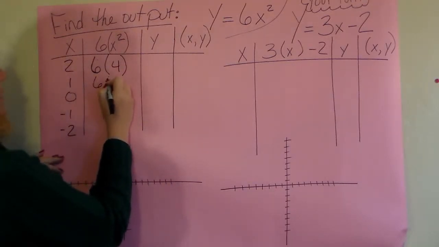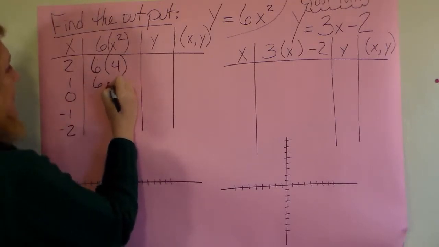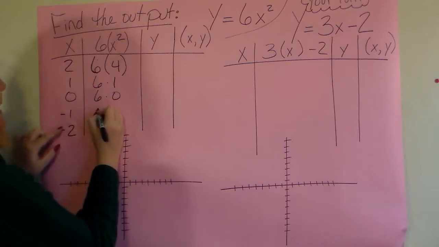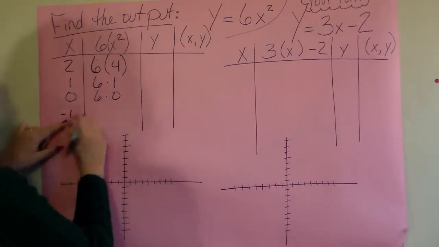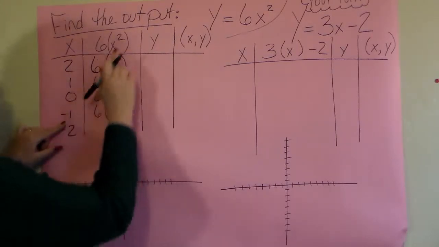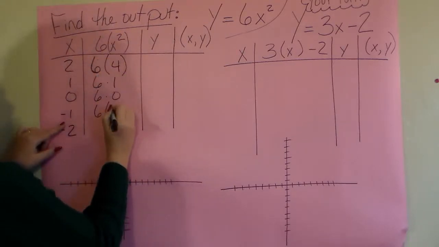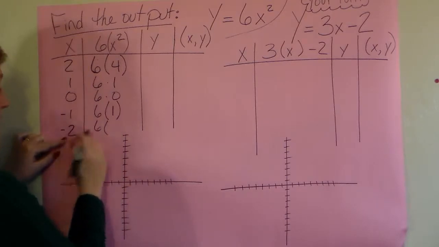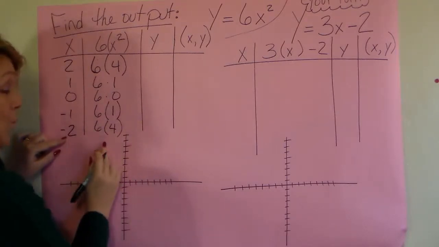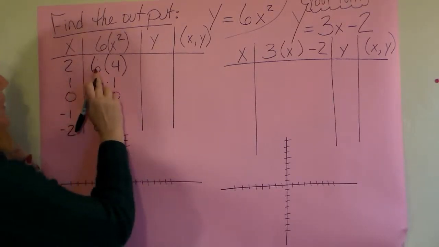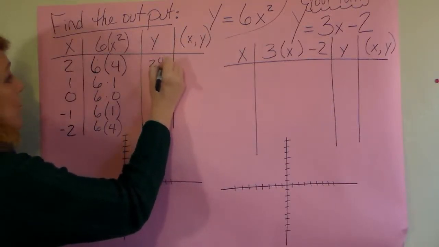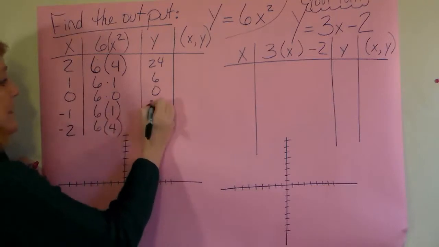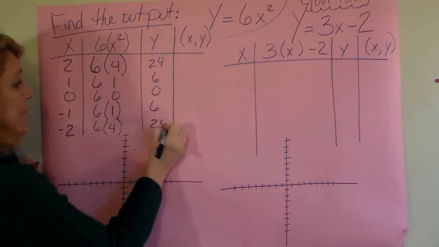6 times 1 squared is 1. Okay, 6 times 0 is 0. 6 times negative 1 squared: 6 times negative 1 times negative 1 is positive 1. Negative 2 times negative 2 is positive 4. So 6 times 4 is 24. 6 times 1 is 6. 6 times 0 is 0. 6 times 1 is 6. 6 times 4 is 24.